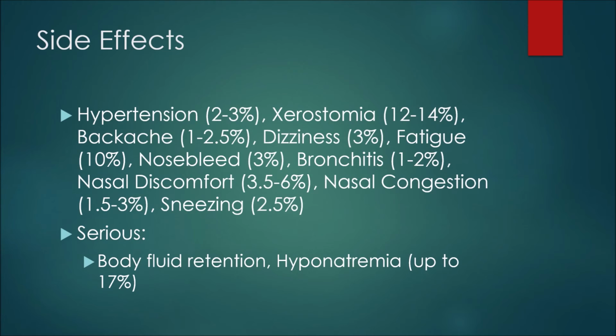This is most likely talking about the nasal spray. Similarly, bronchitis and nasal discomfort coming in at 1 to 2% and 3.5 to 6% respectively. Nasal congestion and sneezing about 3% and 2.5% of the time. Now these last side effects, like I said, are most likely to occur with the nasal spray. 2 serious side effects that may happen with desmopressin would be body fluid retention or hyponatremia. Again, that would be low sodium levels. This can happen up to 17% of the time.